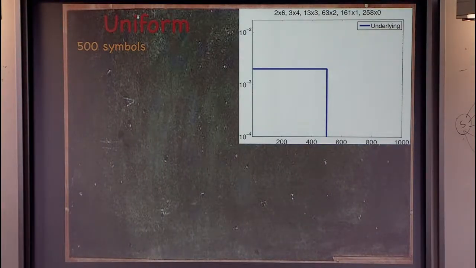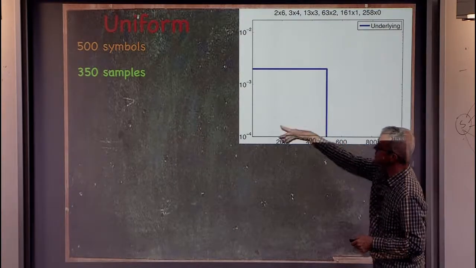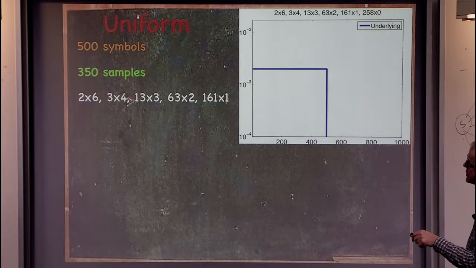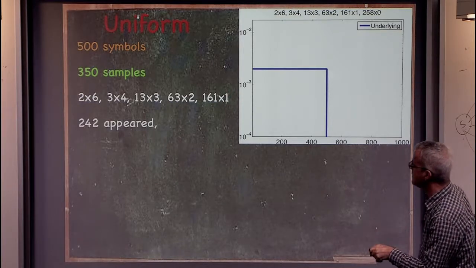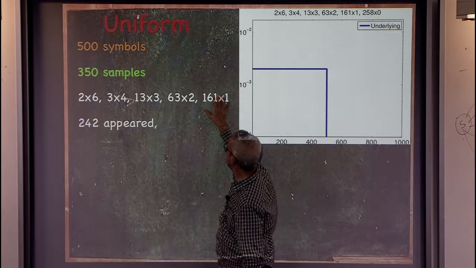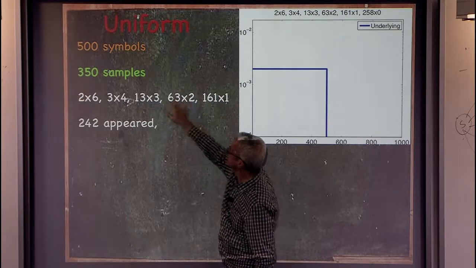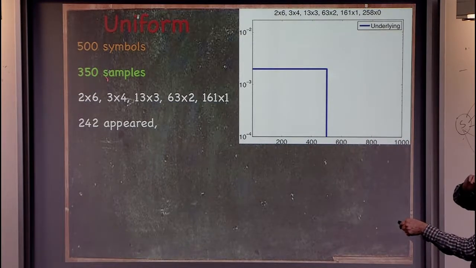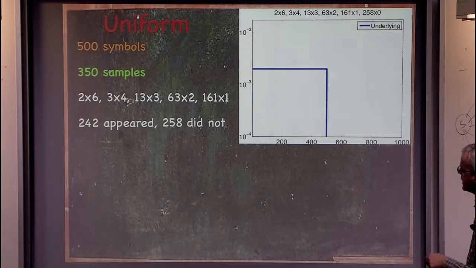So here's a uniform distribution of 500 symbols, and we're taking 350 samples. So we'll never be able to estimate the whole distribution because we'll never see all of those. In this particular run, 2 elements appeared 6 times, 3 elements appeared 4 times, and so on. 161 elements appeared once. If you sum the numbers, you see that there are 242 things that appeared. 161 appear once, plus 63 elements, plus 13 elements, and so on. 242 symbols appear, out of at most 350, and that means that more than half of the 500 did not appear.